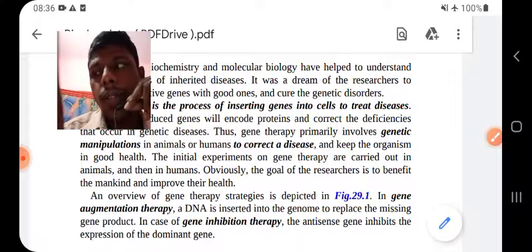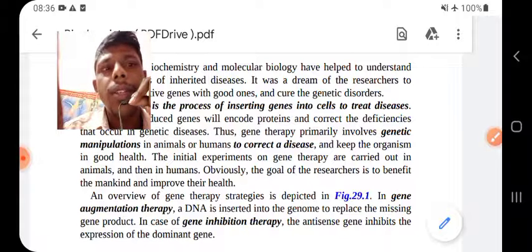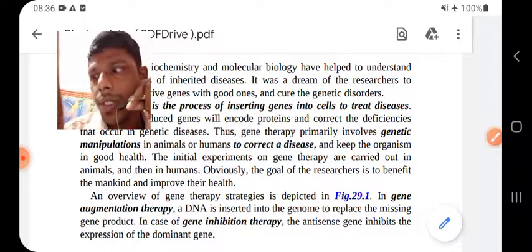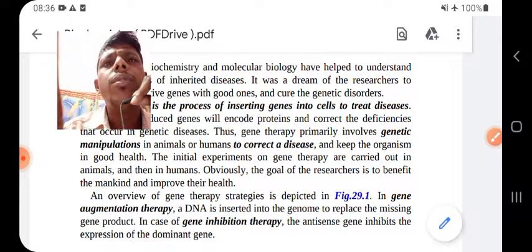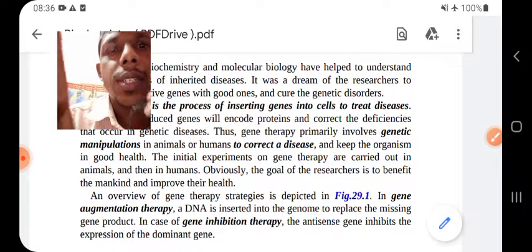Those students who were absent on that day, I will give a little bit of introduction about gene therapy. What is gene therapy? And then I will go through the whole procedure of ex vivo gene therapy and in vivo gene therapy, which has been mentioned here in your syllabus. Okay, so let's get started now.